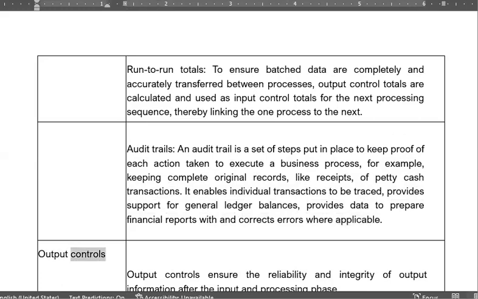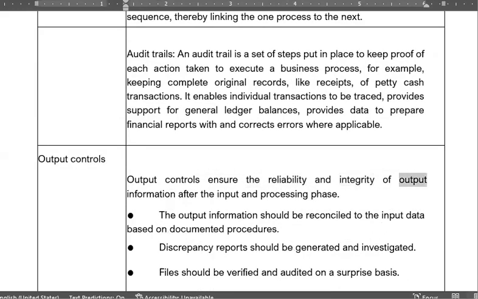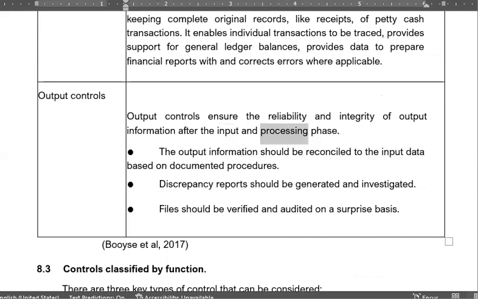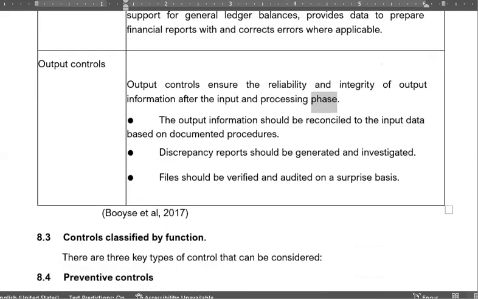Output controls. Output controls ensure the reliability and integrity of output information after the input and processing phase. The output information should be reconciled to the input data based on documented procedures. Discrepancy reports should be generated and investigated. Files should be verified and audited on a surprise basis. Boys et al., 2017.